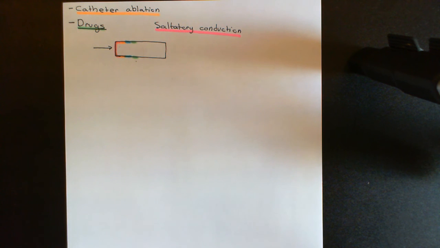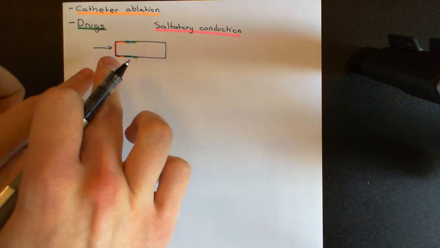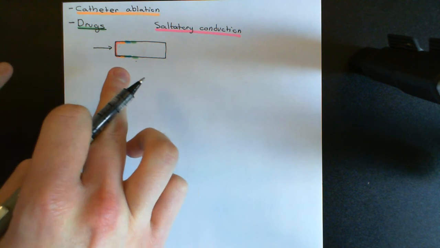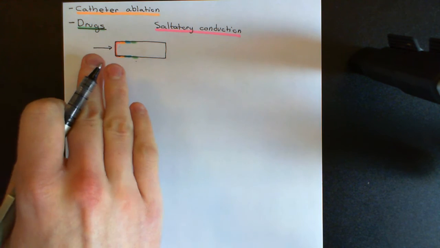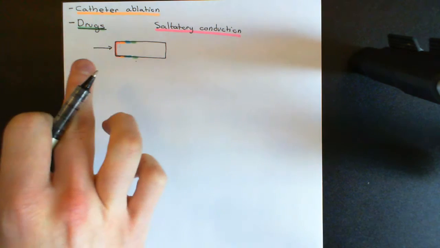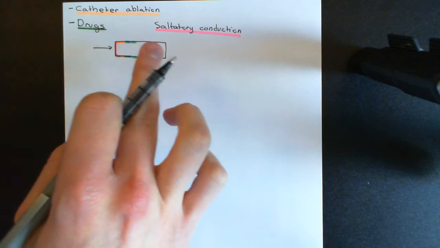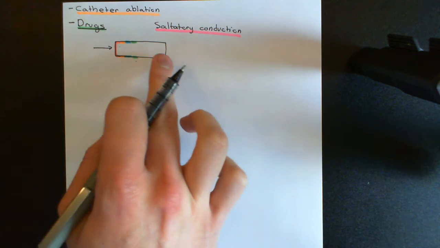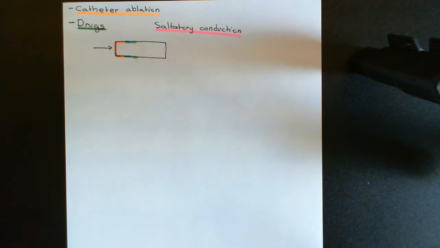So the AV node conducts electrical signals from the atria to the ventricles. However, it can only conduct a certain number of them, because it will only be able to be stimulated again to fire another action potential, to propagate another one through, once the first one has got far enough away from it.